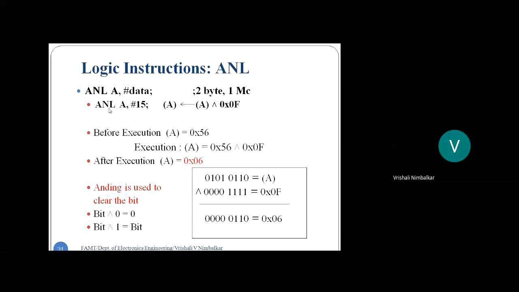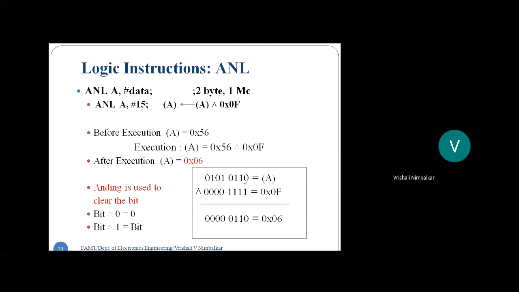So 0F is given in the instruction and 56 is already in the accumulator. So when the ANDing execution happens, see what happens in between. 56 hex is ANDed with 0F hex and the result is stored in the accumulator. What is the result? 06. So we will see how we got this. Look into that black square box. The data in the accumulator is 5, 6 hex, so we are writing it in binary: 5 is 0101 and 6 is 0110. And the other is 15, which is F hex. So 0F is 0000 and F is 1111.